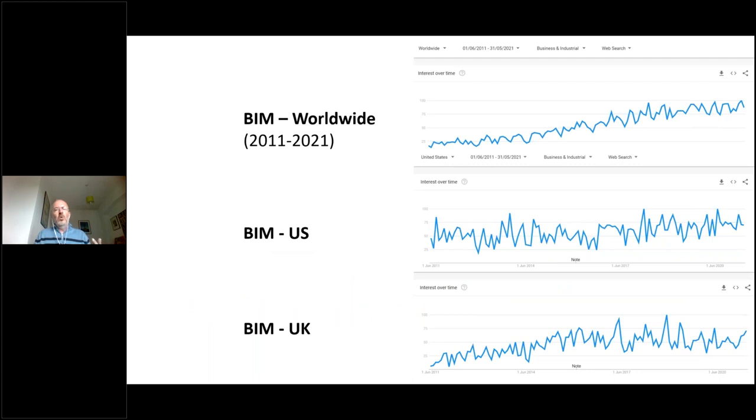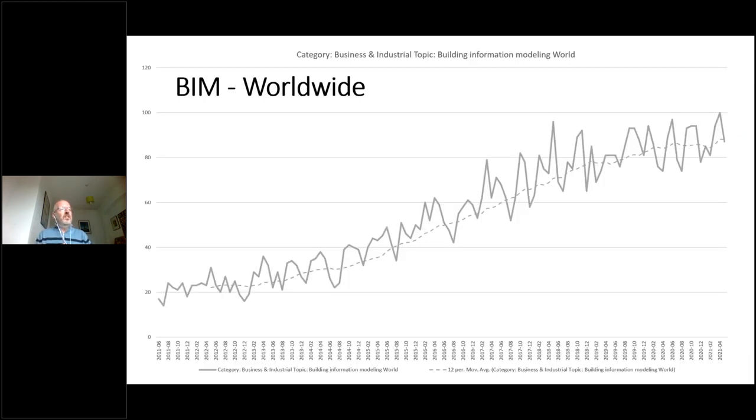But if we look worldwide and just at that last decade, 2011 to date, you can see a bit of difference. The worldwide upward trend is clear. The US trend is less clear and probably a bit more gradual. UK searches on BIM grew steadily through the first half of the decade and then plateaued. That might not be quite clear, so I added a trend line to these graphs to try to make things a bit clearer. Worldwide interest in BIM has grown almost continually to a recent peak in 2021, for example.